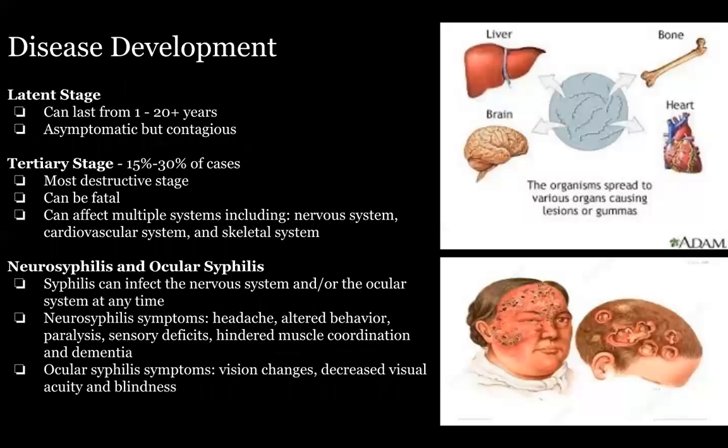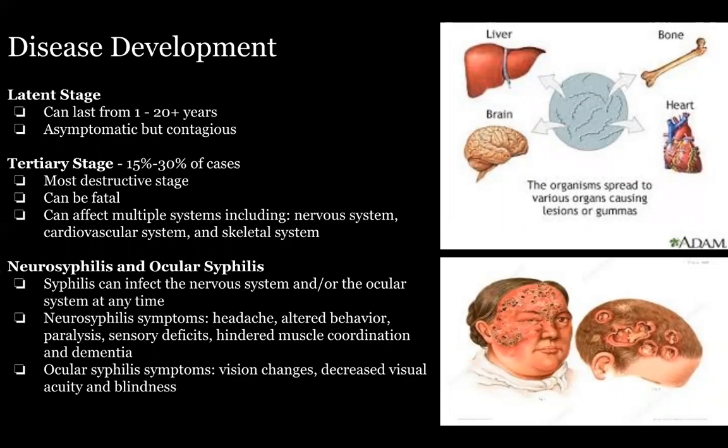The latent stage can last from 1 to 20 plus years. During this stage, the infected person is asymptomatic but still contagious. There are no visible signs of syphilis during the latent stage. Syphilis antibodies can be detected in an infected person, but syphilis itself cannot be. Approximately 15 to 30% of untreated syphilis cases progress to the tertiary stage.